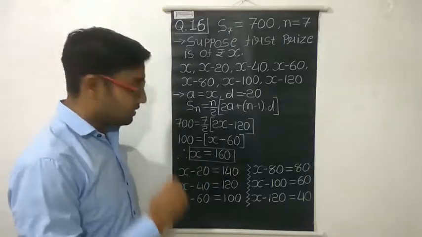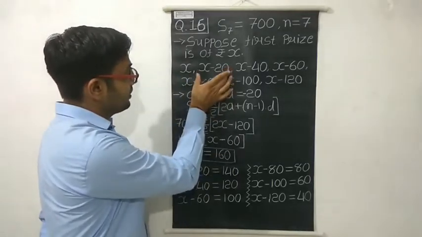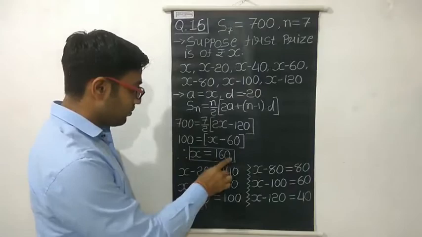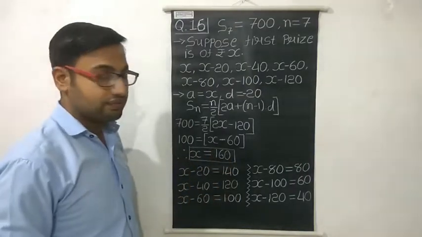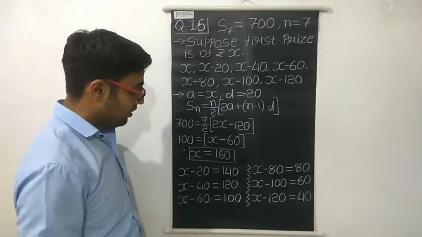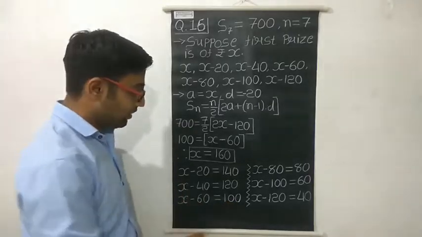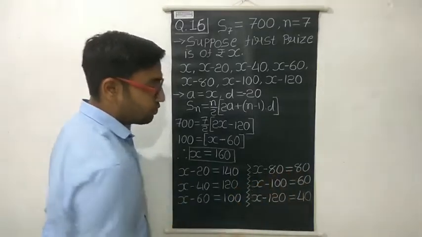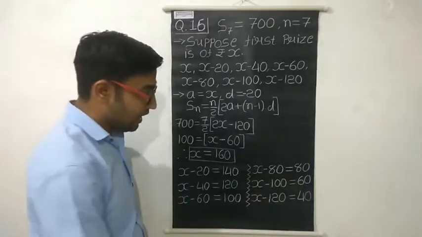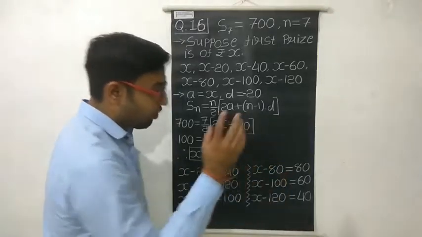So what is this? This is the prize the first student gets. Now to get the prize received by the second student, that is x minus 20, so we subtract 20 from this and get 140. The prize for the third student, x minus 40, is equal to 120. The fourth student, x minus 60, is equal to 100. The fifth student will get x minus 80, that is 80 rupees. The sixth student will get x minus 100, that is 60 rupees. And the last, seventh student will get x minus 120, that is 40 rupees.